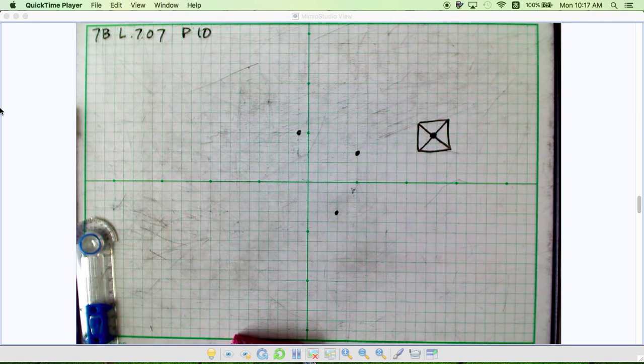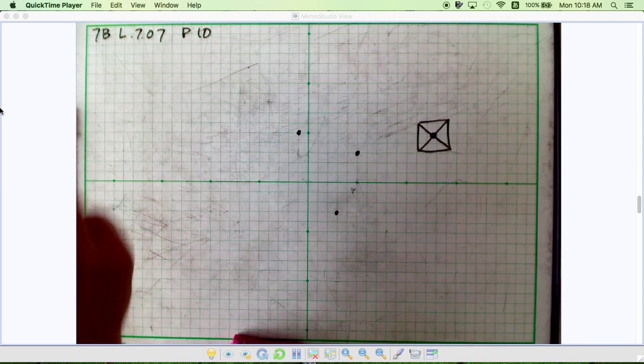So where would you plot the point so that it looks like a square? Right now, it doesn't really look like a square. So where would you plot the point so that we can see the square? So that should be coordinates, right?